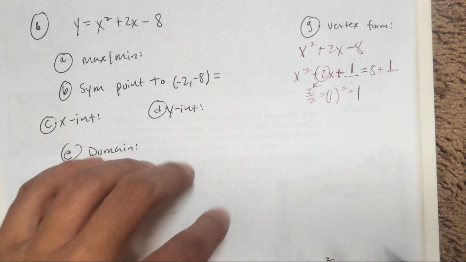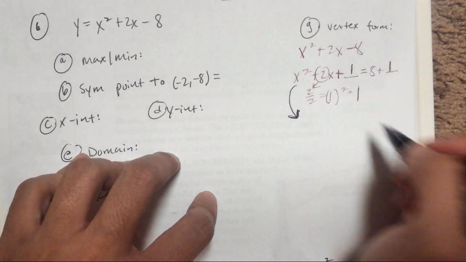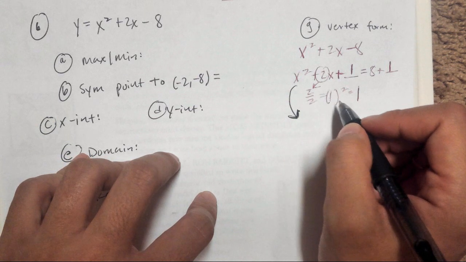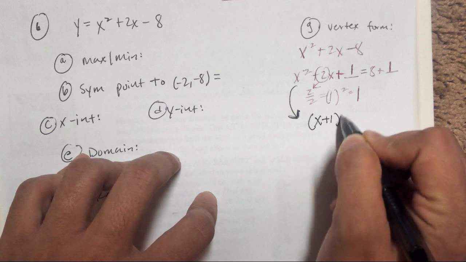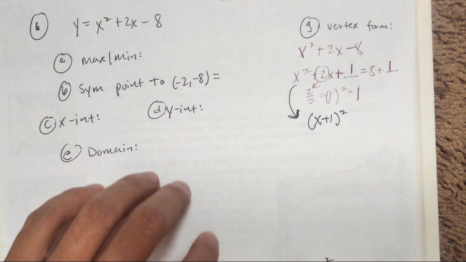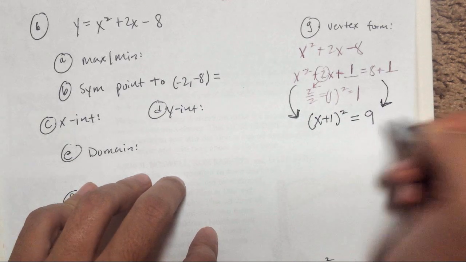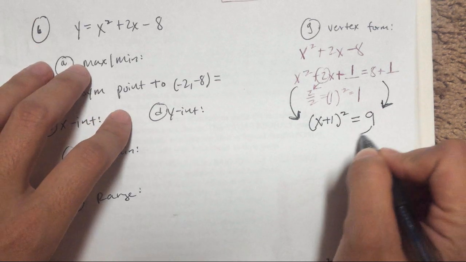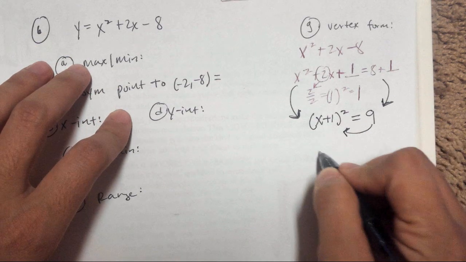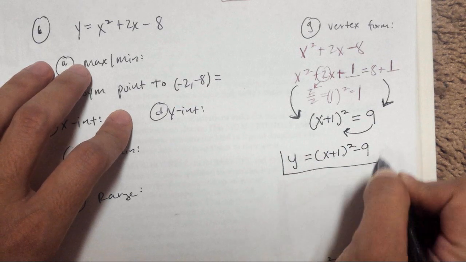So now I have to factor this side of my equation. The easiest way to factor this side is just to write whatever I squared in parentheses. So x plus 1 squared. And then I'm going to simplify this right side. So 8 plus 1 is 9. Now I'm almost done. I want to move everything to one side, so I'm going to move the c back over. So I get x plus 1 squared minus 9, and that's my equation in pretty vertex form.